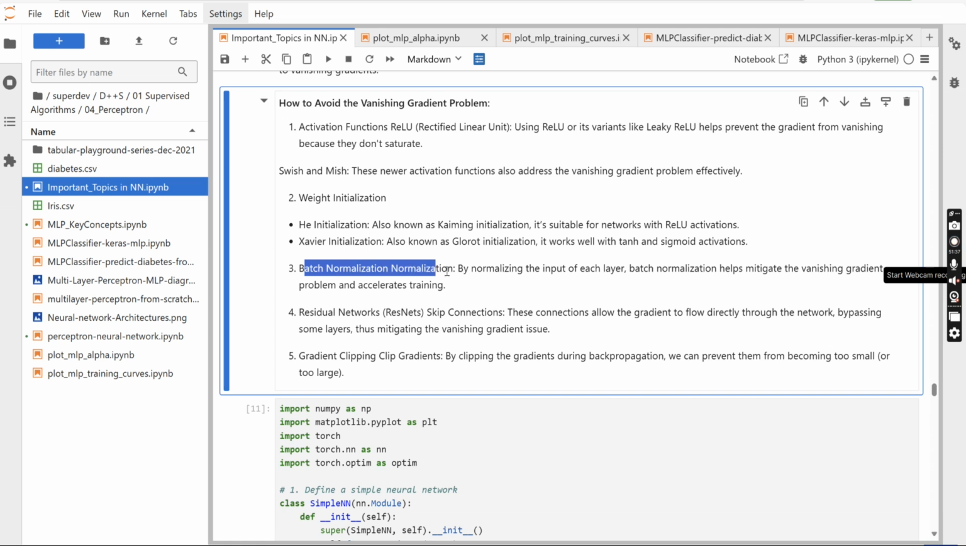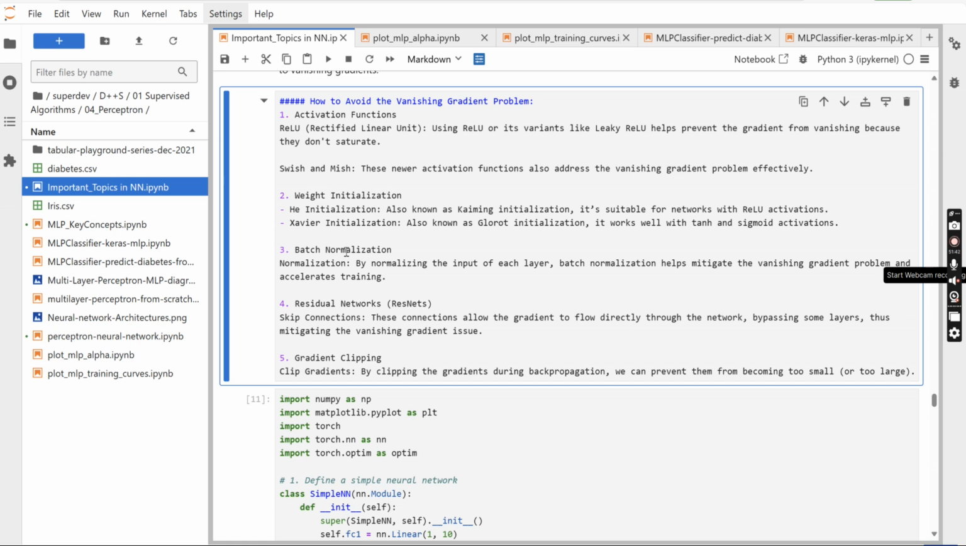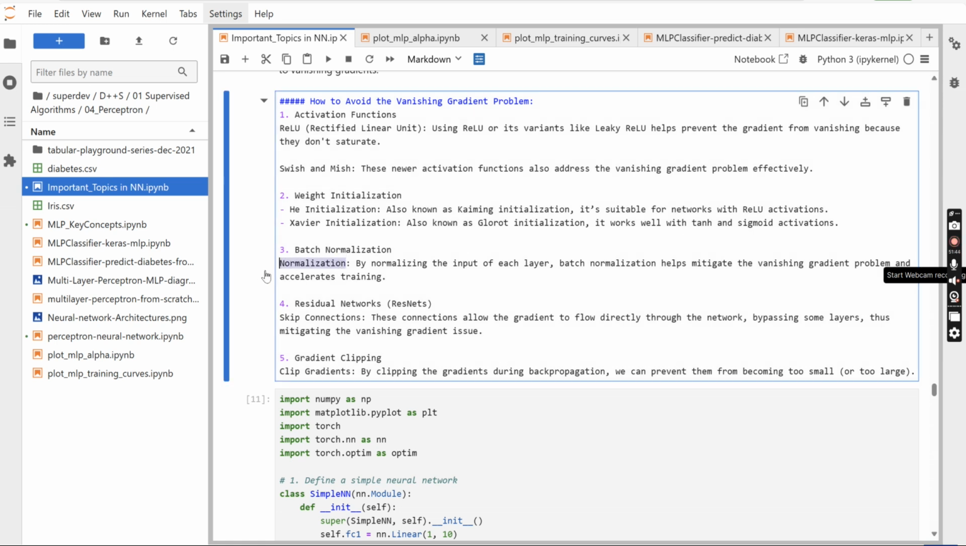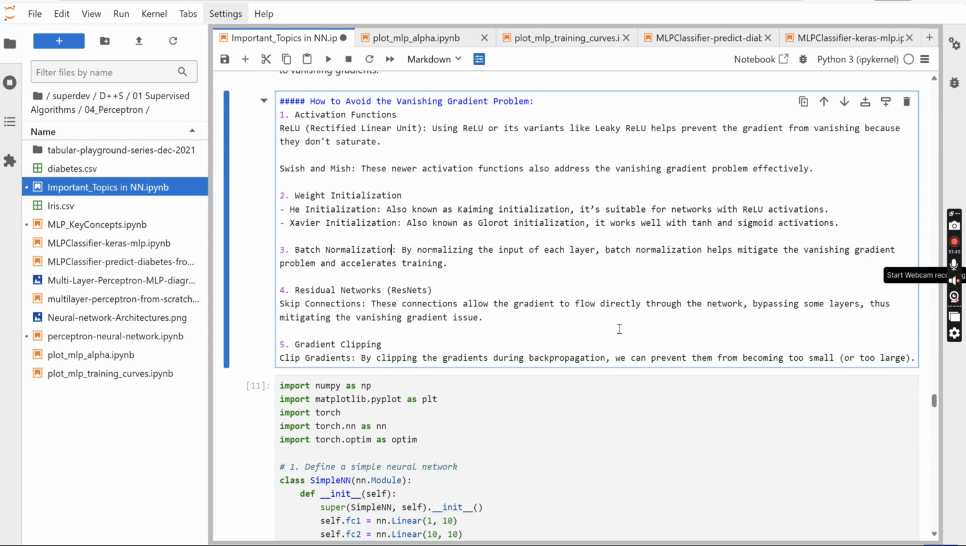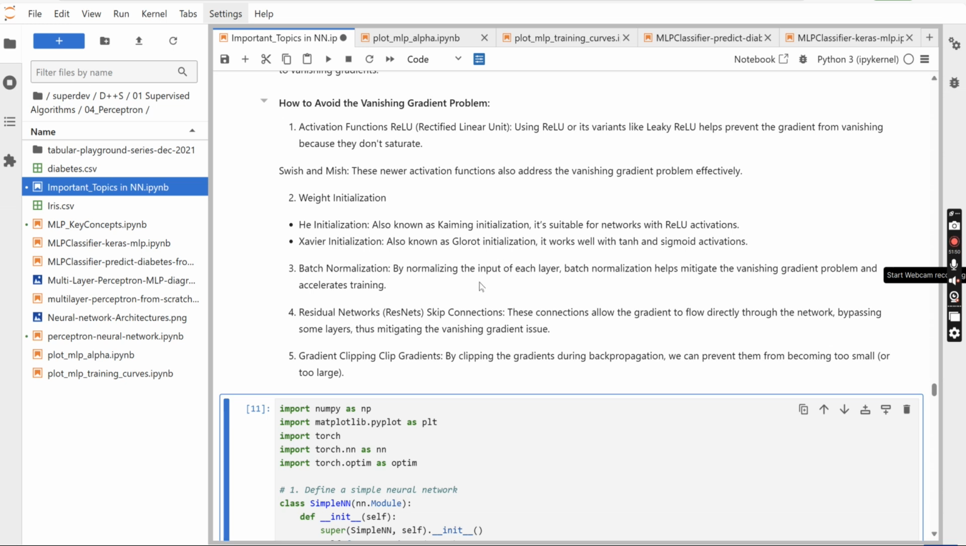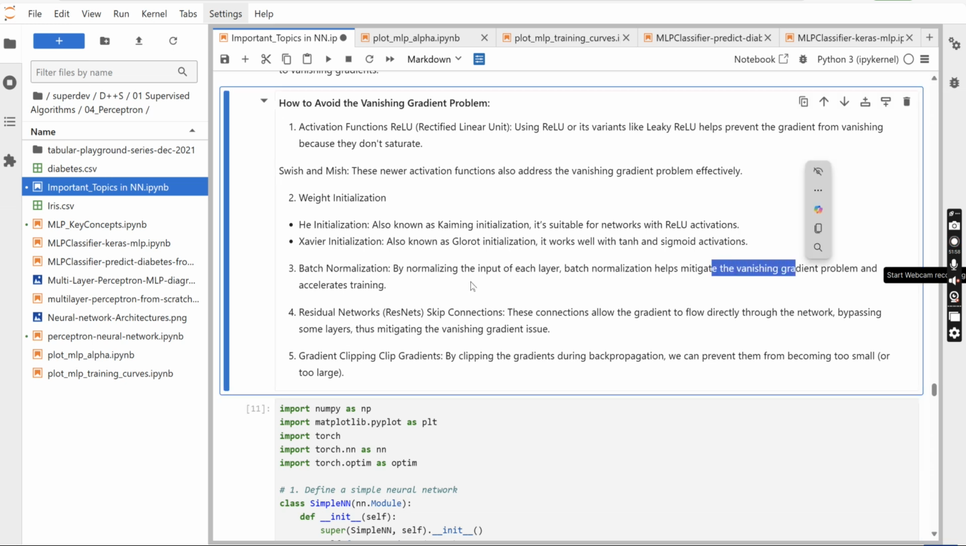Next is batch normalization. Here, what is happening is you are normalizing the input layer. We'll see what normalization is, but that will also help you solve the vanishing gradient problem.